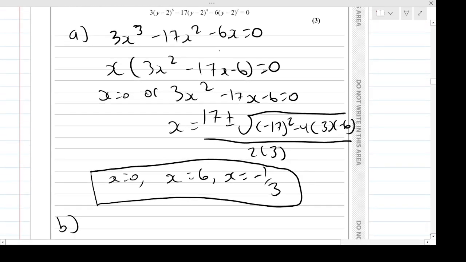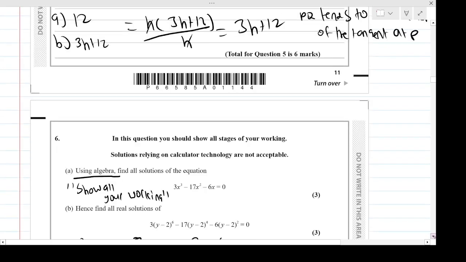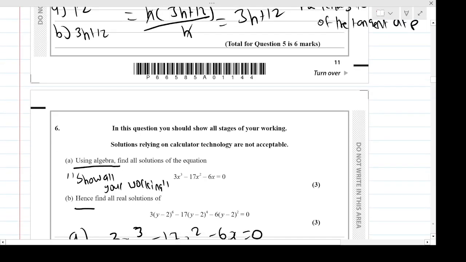Then it says for part B, hence, again, command word hence means basically you have to use your answer to part A somehow. Find all real solutions to this equation here: 3 lots of y minus 2 to the 6, minus 17 of y minus 2 to the 4, minus 6 of y minus 2 squared equals 0. Okay, hopefully you spot here, this is a disguised quadratic. And hopefully you notice that because we've got 3 lots of something, minus 17 lots of something, minus 6 lots of something equals 0. They're symmetrical, right? These two equations.